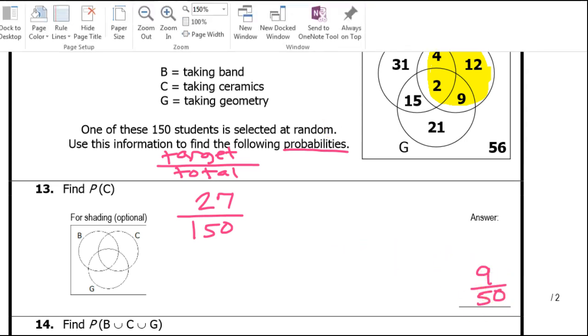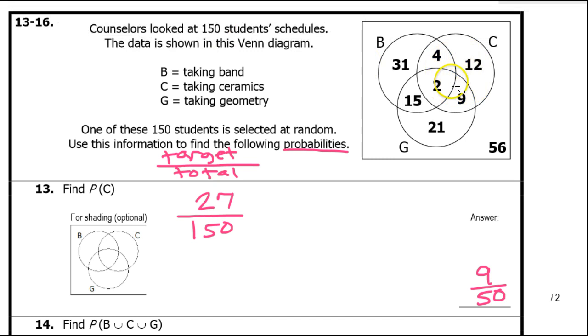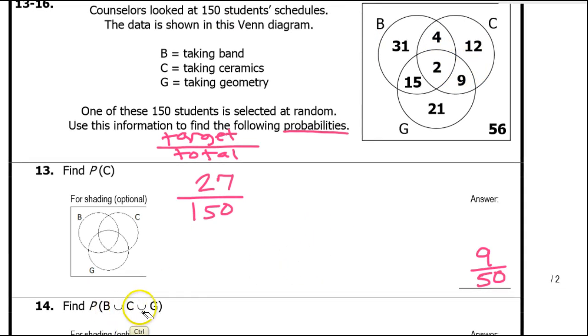Okay, let's get ready to reset. Next, I need the probability of B or C or G. Well, B or C or G means all of any of these. So this is B or C or G. Okay, everything that I just highlighted is part of B or C or G. Or means you just highlight all of everything that is mentioned.